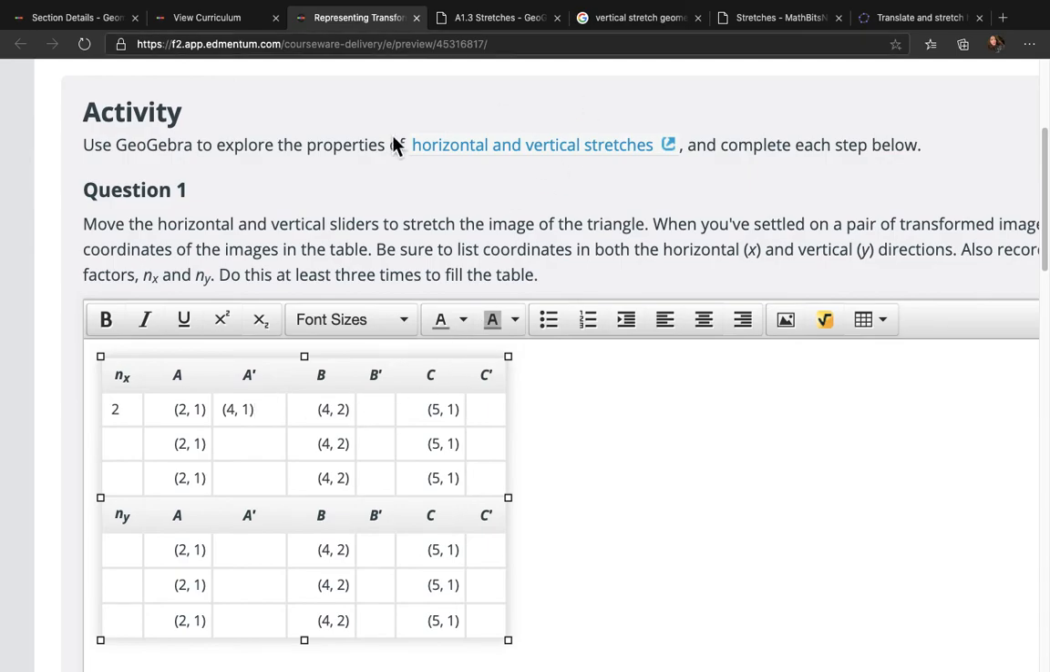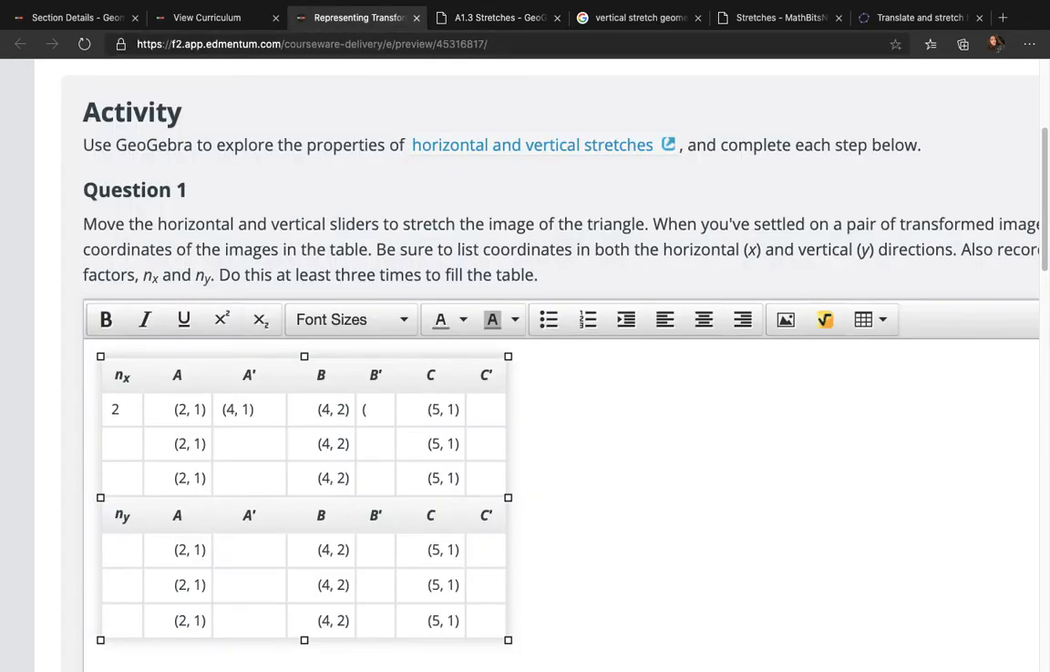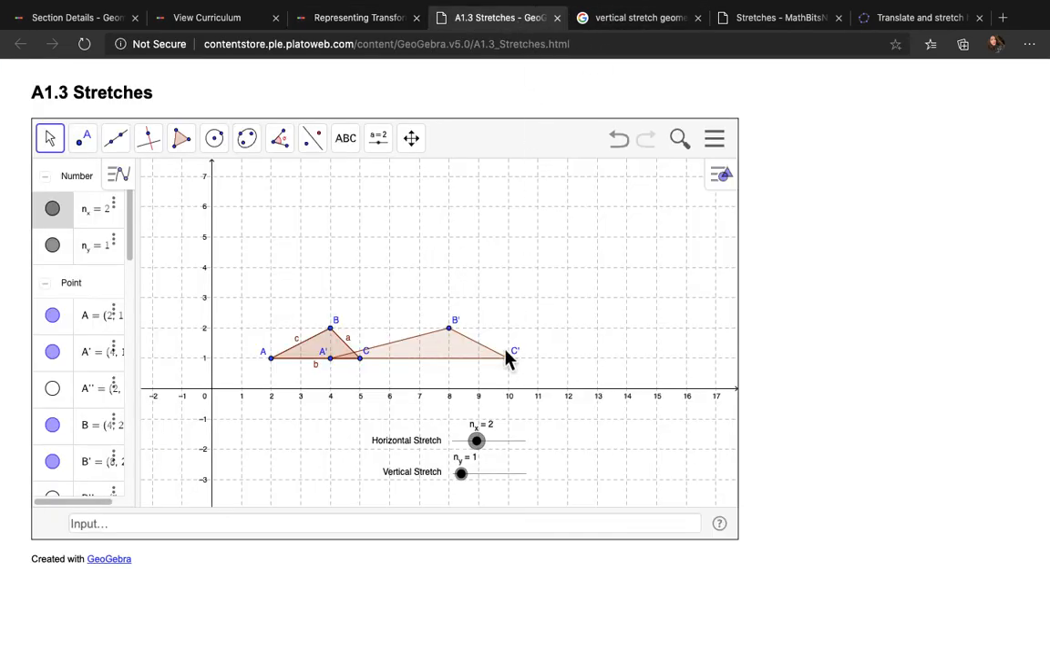Okay, now I'm going to go ahead and look at B prime. B prime is at a positive 8 and a positive 2. And then C prime is at, I'm sorry, not at 5, 1, but at a positive 10 and a positive 1.